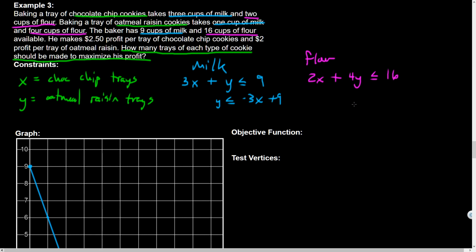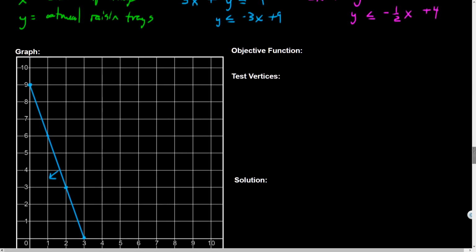And so, yeah, I could do slope intercept form on this. So I'd subtract 2x from both sides and then divide by 4. I would end up getting y is less than or equal to negative a half x plus 4, since 16 divided by 4 is 4. And so the y-intercept is at 4. And I'm going down 1 over 2, down 1 over 2, down 1 over 2, down 1 over 2. And then draw my line.